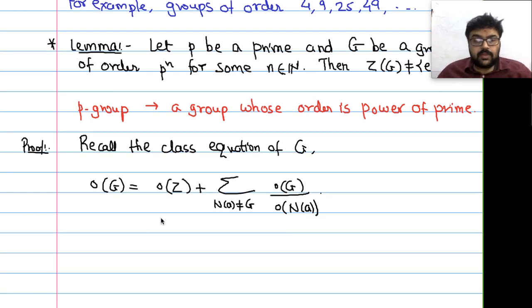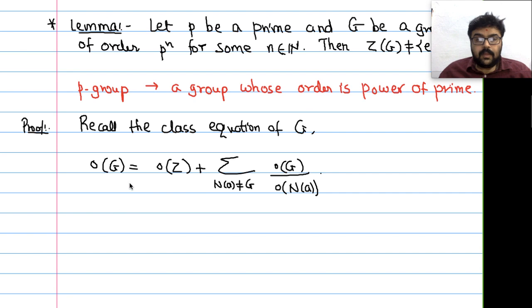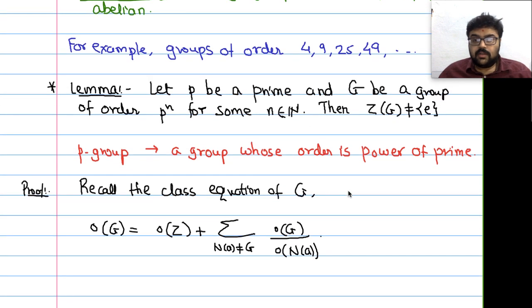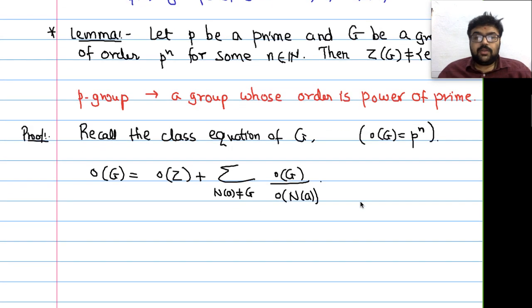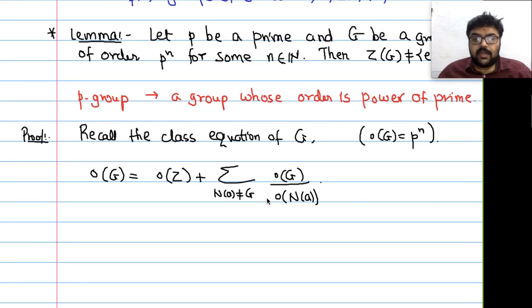Okay, and what are we given? We are given G is a group, and we are given order of G equals P power n. This is what we are given. So P divides order of G, right? Note that N_A is a subgroup of G, so some power of the prime P also divides order of N_A.